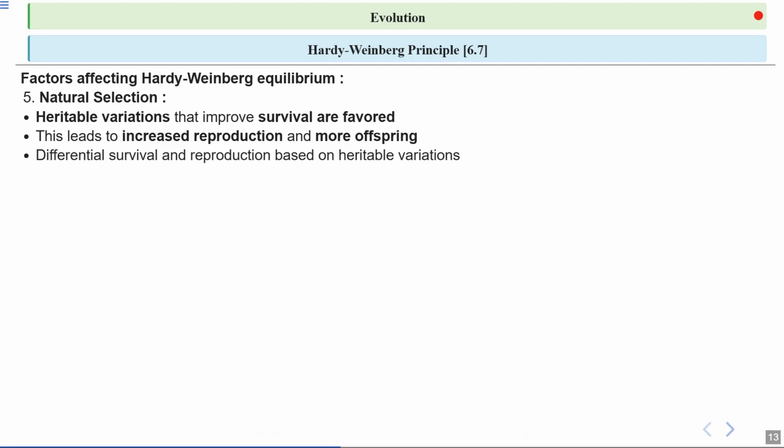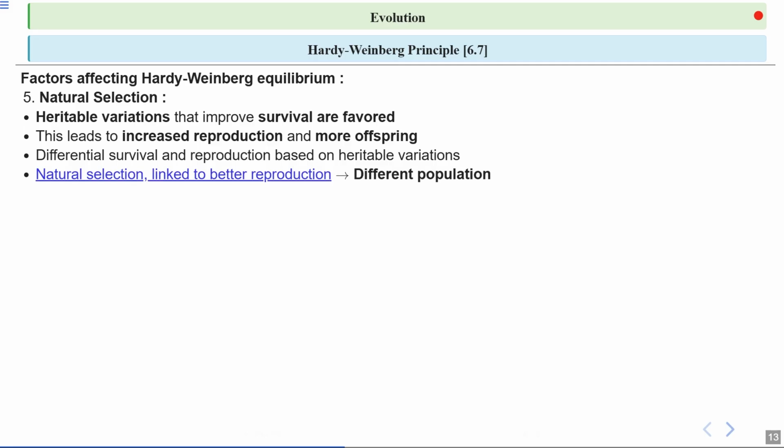Now, differential survival and reproduction based on heritable variation. There is differential survival, meaning the organisms or species which have certain variations or traits which help them to survive in the environment will survive, and the rest of the organisms will perish. And the organism which is being selected will produce more offspring, their population will increase, their number will increase, and the rest of the organisms will perish.